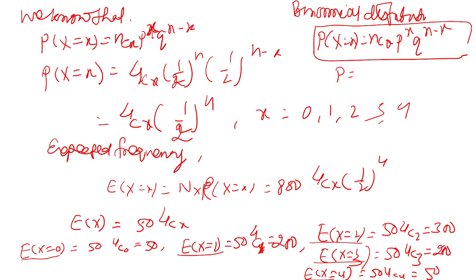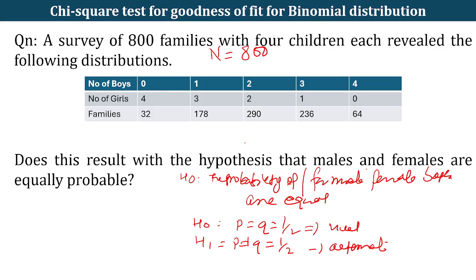So now nCx, half to the power x, and half to the power n. How many n do we have? Four. So it will be either zero boys, four girls, or one boy, three girls, two boys, two girls, three boys, one girl, or four boys, zero girls. Maximum of four.